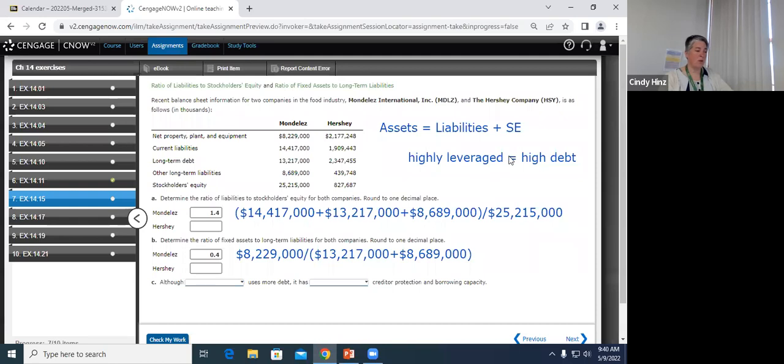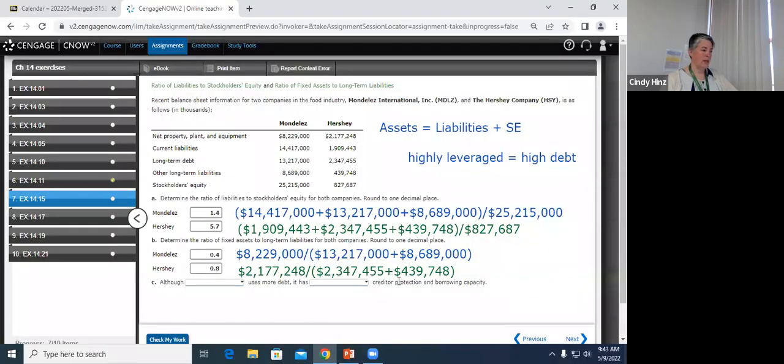So I'm going to pause the recording and allow you to do the calculations for Hershey for both Part A and Part B, and then please restart the recording. And so I got a ratio of liabilities to stockholders' equity of 5.7 for Hershey. You can see that that is much, much higher than for Mondelez. What that tells us is Hershey has a lot more debt or liabilities in their capital structure.